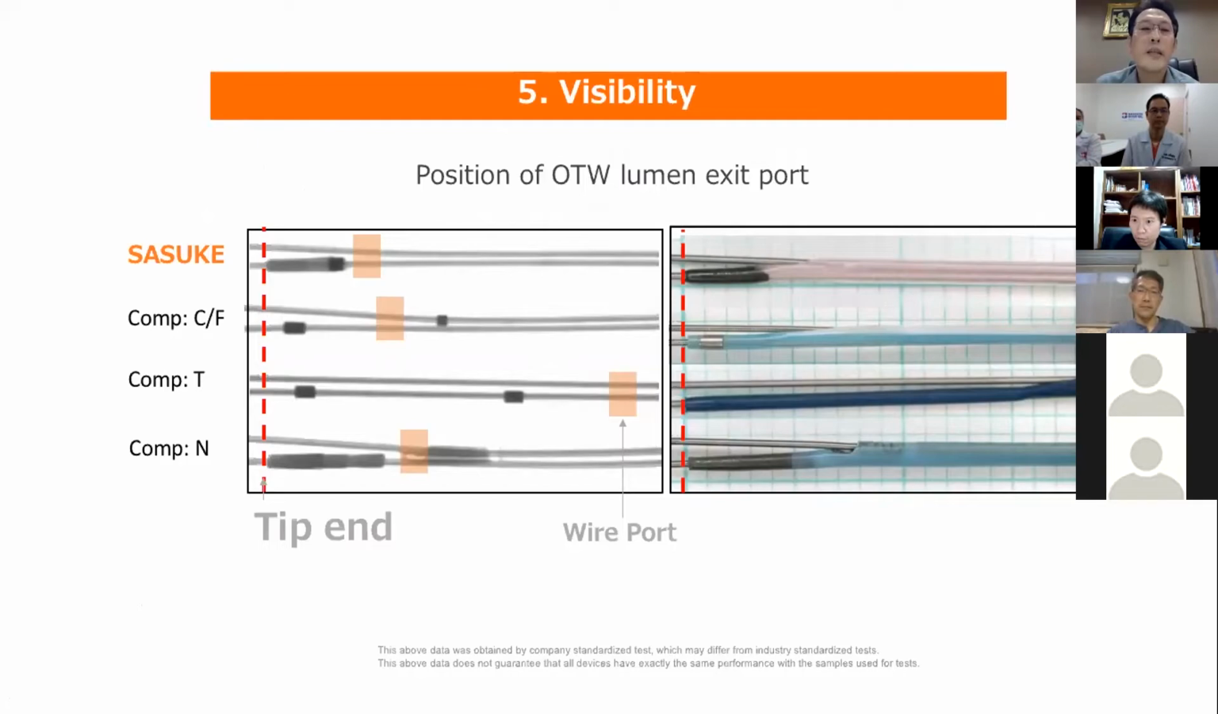And for visibility, this is compared to the competitors. The Sasuke can be more visible because of the opacity. You can be sure that this is the tip of the rapid exchange, and this is the exit of the OTW port. So it's quite visible for the operator to do the case.